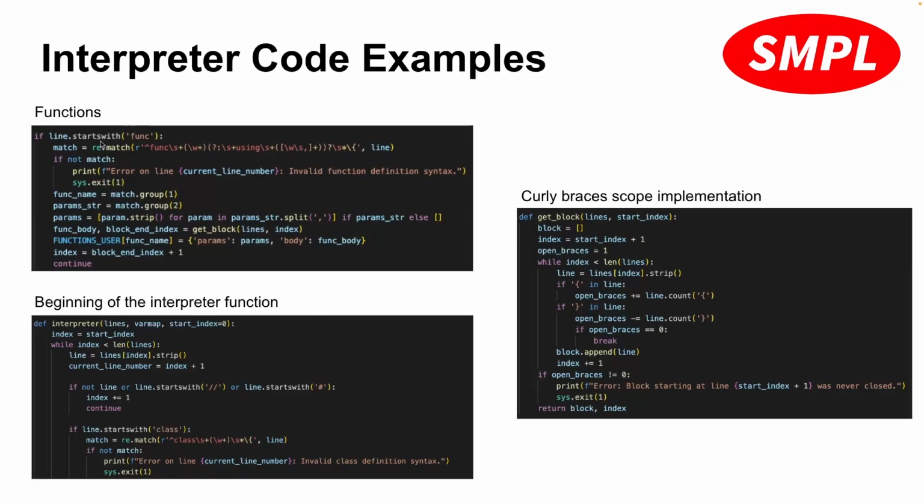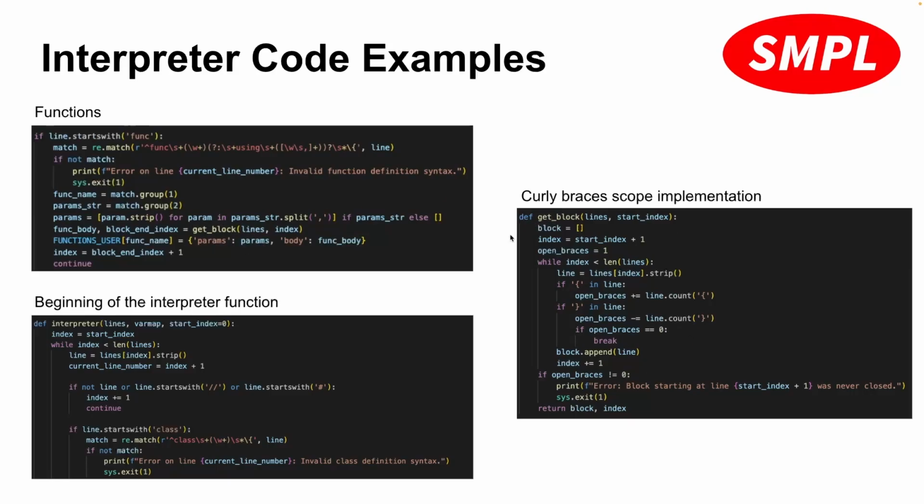And now just coming back up here to functions, you can see this would be just right below this class one. If line starts with func, right? We're gonna have the regex and then handle the error if it's not matched correctly. And then obviously we're gonna pull in the parameters, store those, and then we're gonna have the function body and the function block index. We're actually gonna use the get block method that I have. You can kind of see that defined over here.